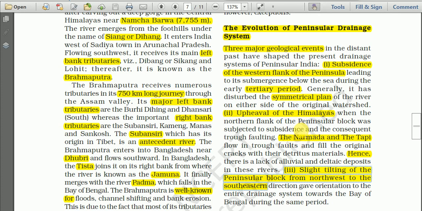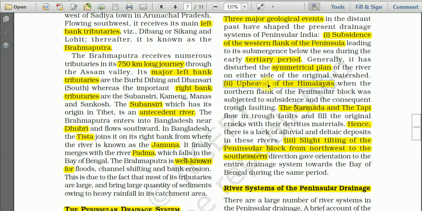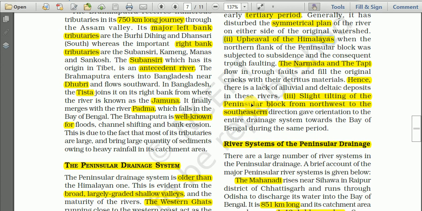Remember, we have three major geological events about the origin of the peninsular drainage. Number one is the subsidence of the western flank of the peninsula. Number two, upheaval of the Himalayan mountains leading to the subsidence of the northern flank of the peninsula, as well as the formation of the rift valleys of the Narmada, the Tapti, the Mahanadi, and the Godavari. And the third event is the slight tilting of the peninsular block from the northwest to the southeast.